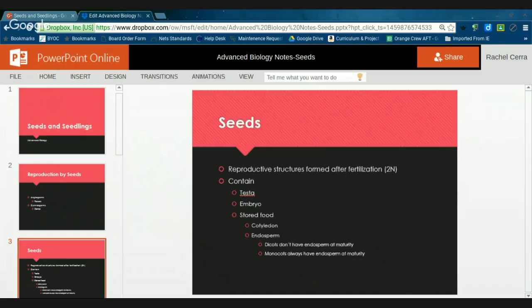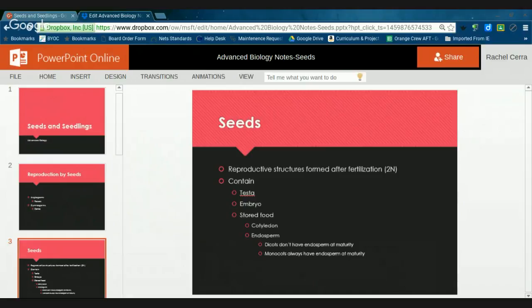This is kind of a review from Monday, but with your seeds, this is the reproductive structure that's formed after fertilization occurs. So it's a diploid organism, the 2N organism. It's going to contain the three major things, so all seeds will contain these three things: a testa, an embryo, and stored food. Remember, the testa is that outer covering, that hard outer shell kind of going around the seed, and then the embryo itself. And then the stored food is either going to be a cotyledon or an endosperm.